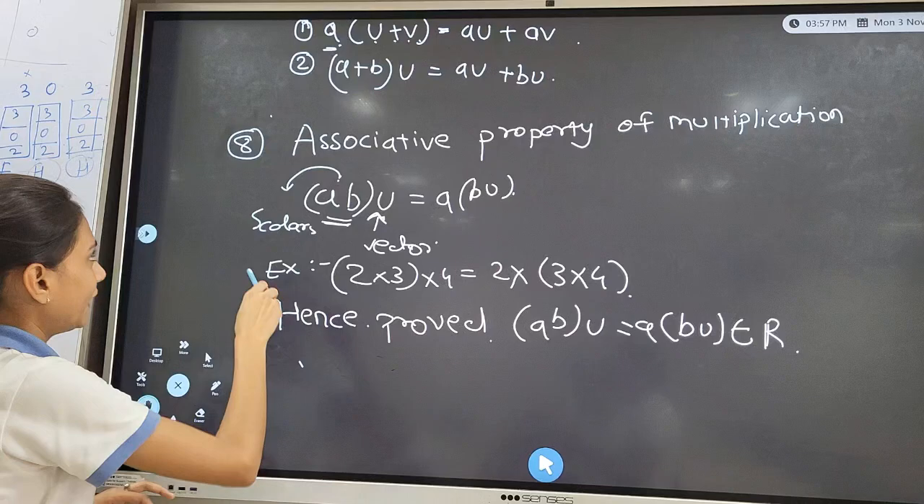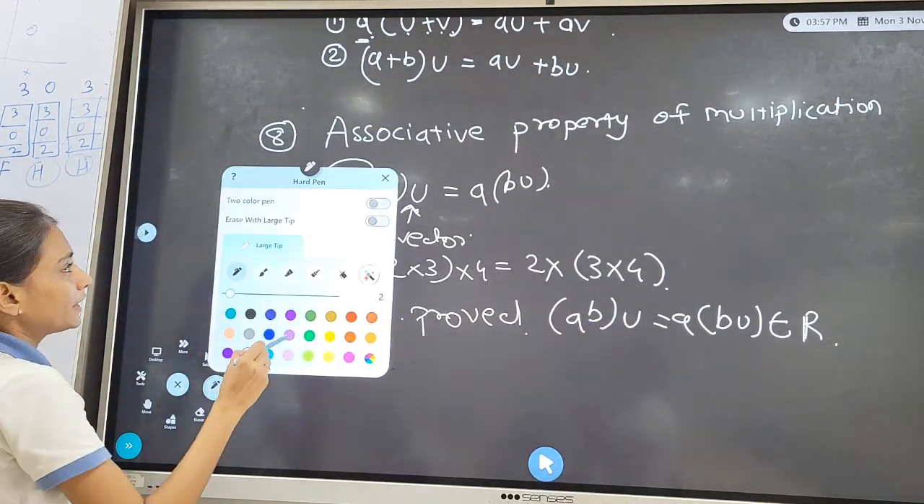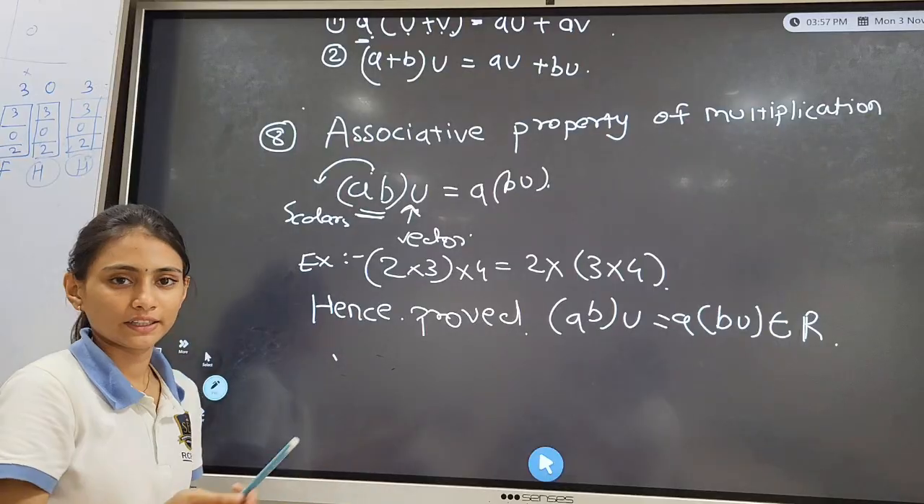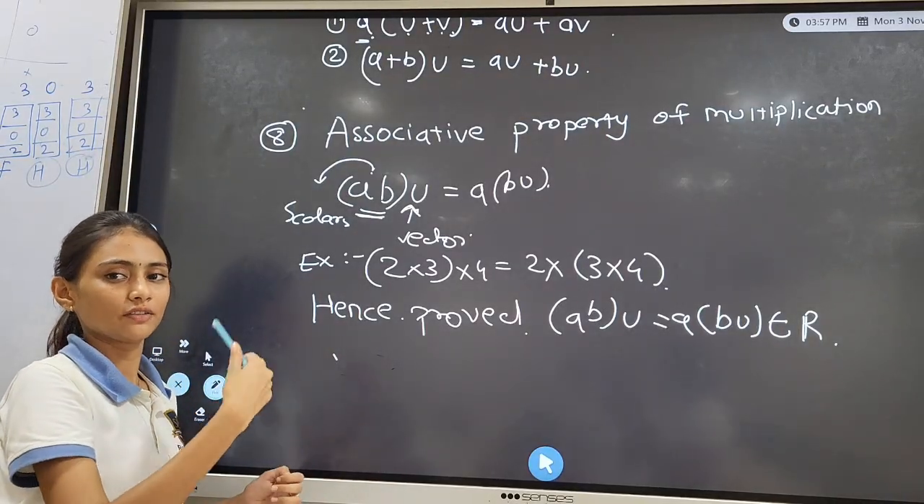From all these 8 examples, by proving them, we can say that the elements lie in a vector space.